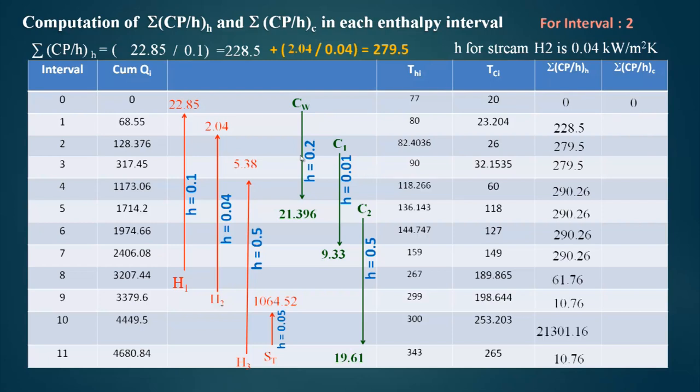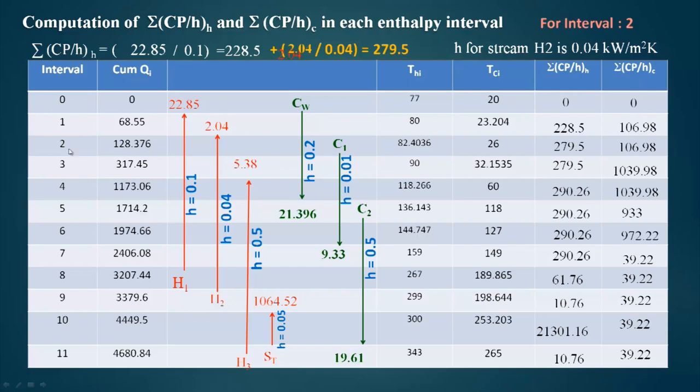Similarly, we can go for the cold one. If I see the interval number 1, then only the cold water stream is working, its Cp value is 21.396 and the h value is 0.2. So, this value becomes 106.98, which is 21.396 divided by 0.2. So, this value I get.